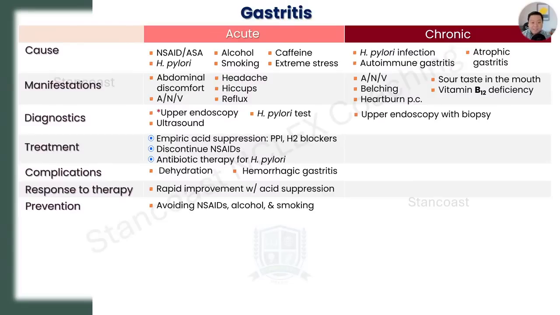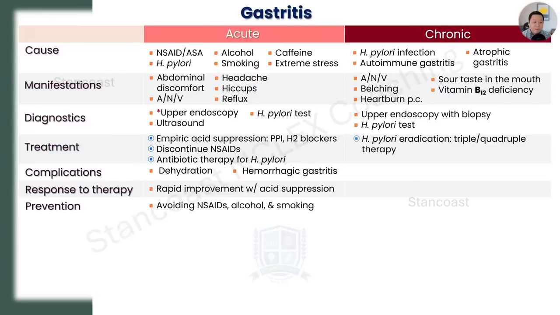Now, for the diagnostics here, this will include the upper endoscopy with some biopsy in order to assess the gastric lining and also to confirm the presence of inflammation. Also testing for H. pylori. This is the most common cause of chronic gastritis. And of course, biopsy results can also help in identifying the autoimmune components.